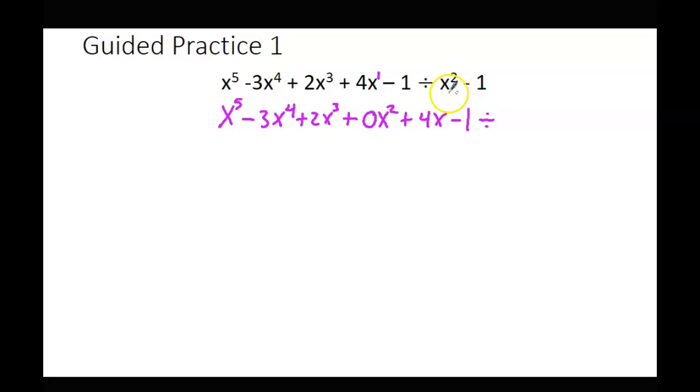How about this one here? X squared minus 1. It's missing a term as well. It goes from a power of 2, and there's no x at all here, so that's like a power of 0. So if I'm going from a power of 2 to a power of 0, I'm missing the power of 1. So I need to put an x to the first power in there, so I'll put 0x. Okay, so you have to have placeholders in there. Otherwise, your terms won't line up the way they should.